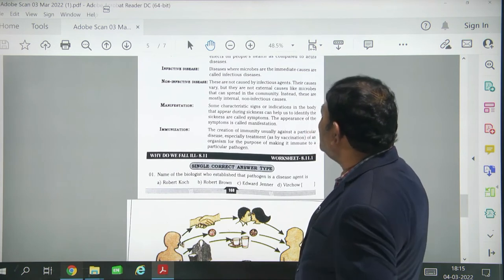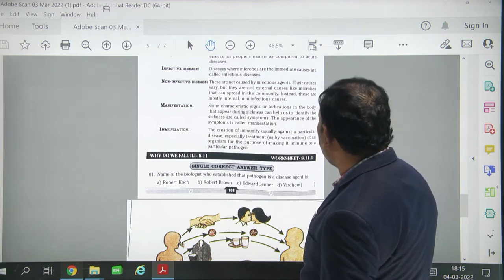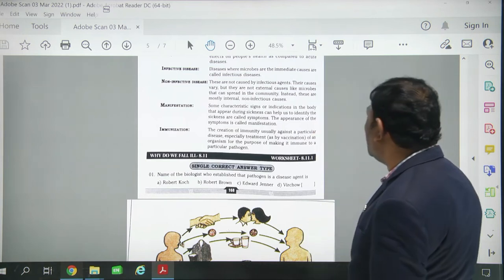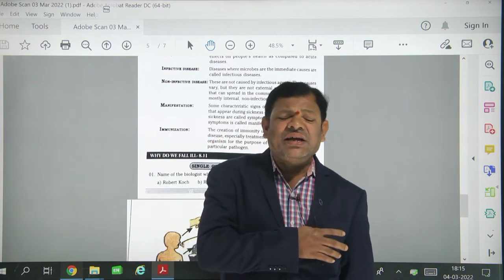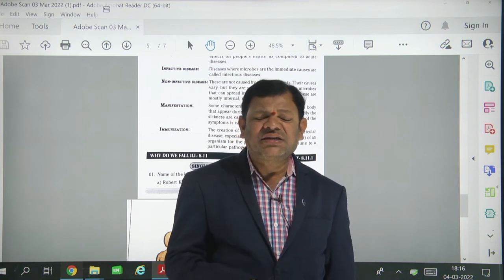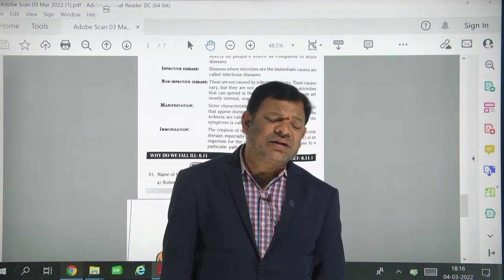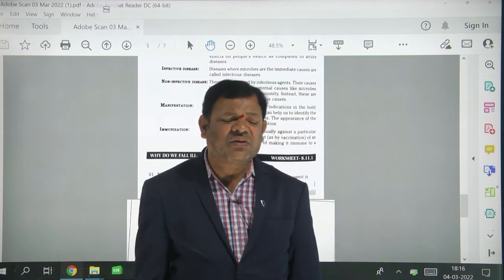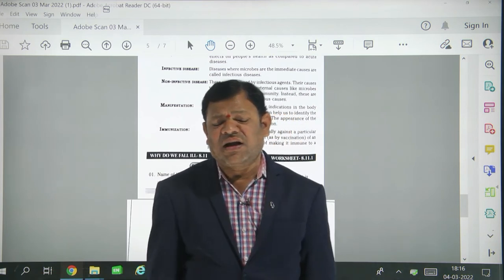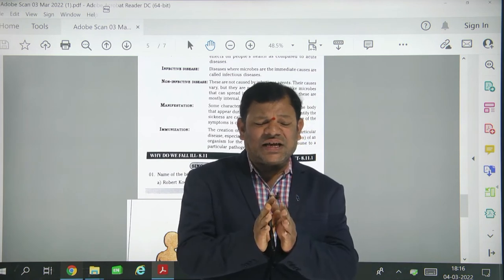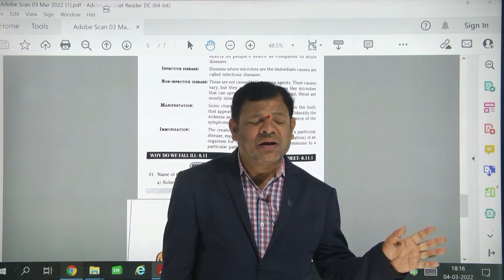Next, immunization. Immunization is the creation of immunity usually against a particular disease, especially by vaccination of an organism for the purpose of making it immune to a particular pathogen. For example, for bacterial diseases, we take antibiotics for that bacteria only. For viral diseases, most of them have no antiviral, but some do function. For fungal diseases, you can take antifungals. Antifungals work on the fungus only, not on bacteria. Bacterial antibiotics do not work on fungal infections. So whichever organism is causing the disease, the medicine controls that disease only, not other diseases.